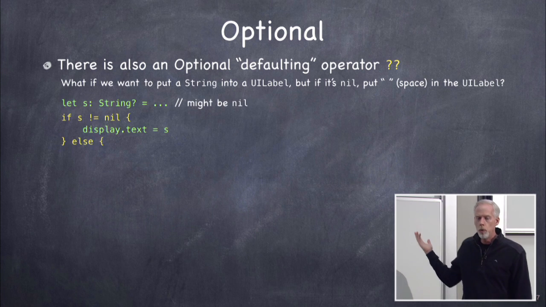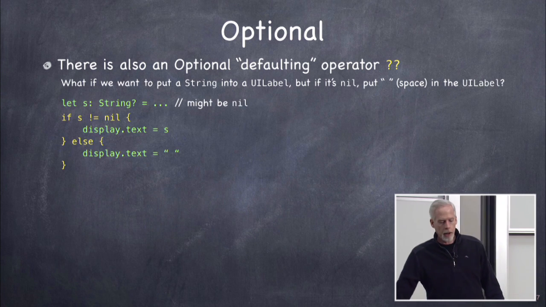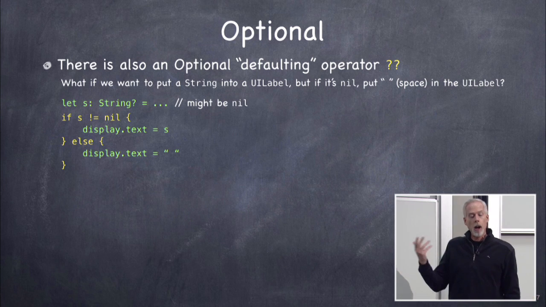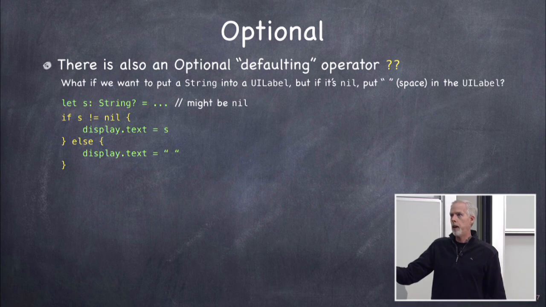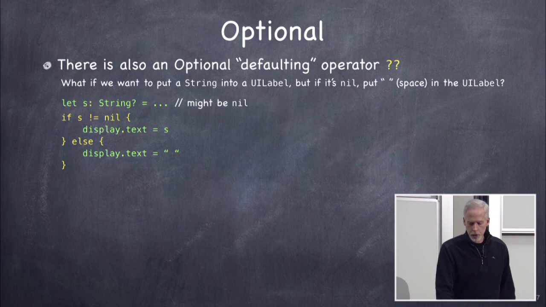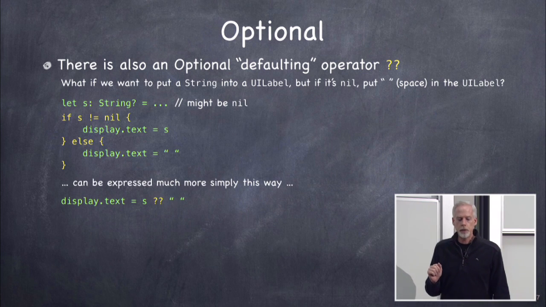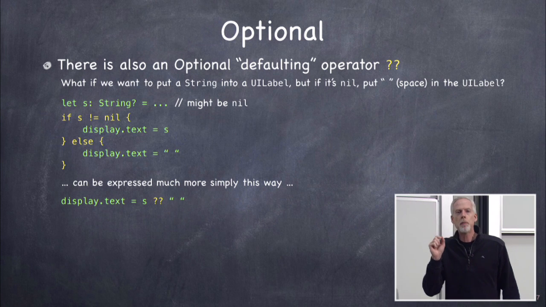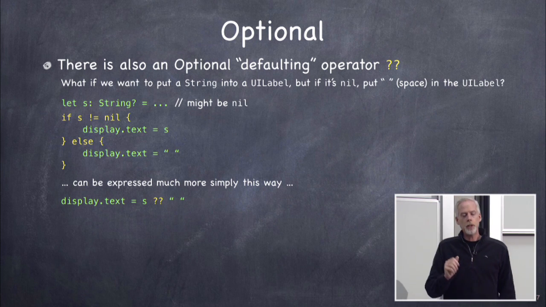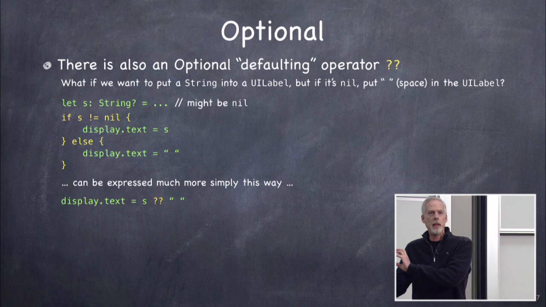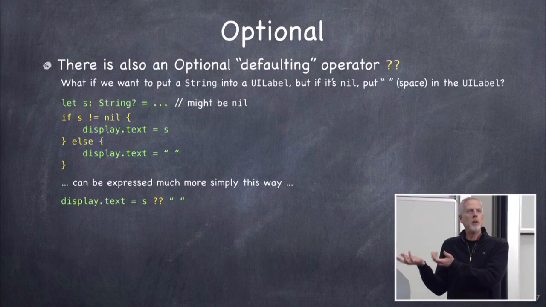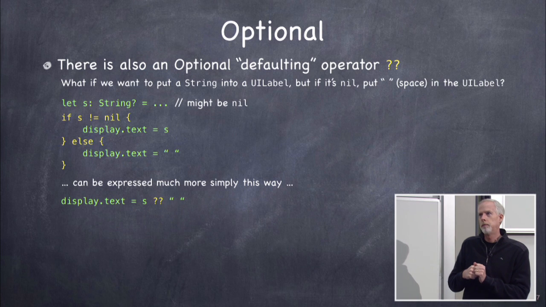So this is what the code would look like. I'd have my string. I would say if the string is not nil, then put it in the display. Otherwise, if it is nil, put a space in there. This looks a lot cleaner with optional defaulting, which looks like this: display.text equals s, question mark question mark, space. That means if s is nil, use this other thing. It's like the default in case s is nil. You will use this all the time as well. Everybody got that? Just optional defaulting.